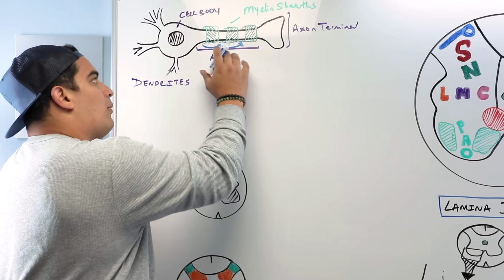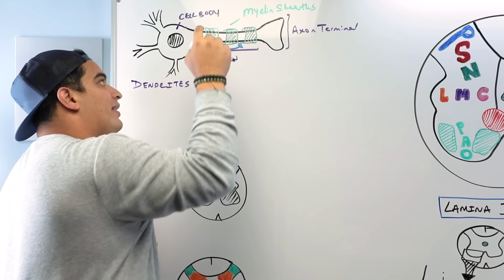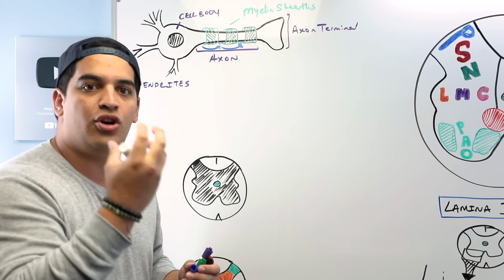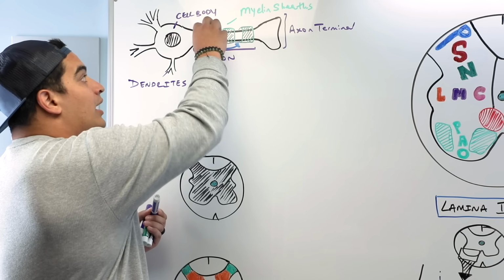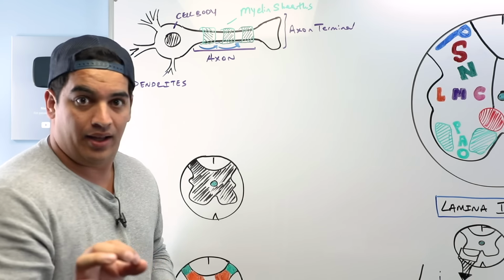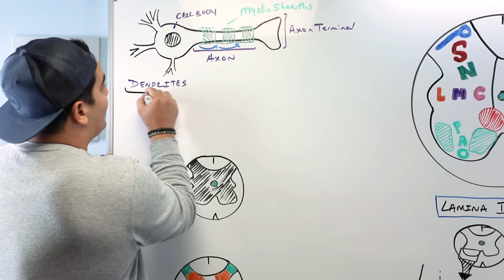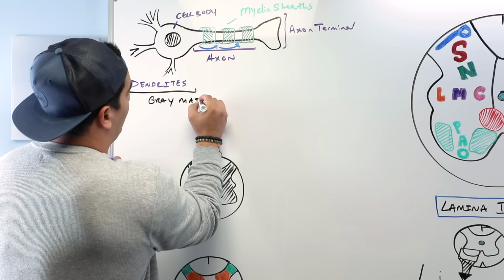But what I want you to understand is wherever you see myelin, I want you to remember that's going to be what is causing the neuron to appear whitish, okay? So wherever there is myelin, it is white. Wherever there is not myelin, that is gray matter. So here, let's take a look at this structure. You see how we have the cell body and the dendrites? That's going to be making up a lot of our gray matter.